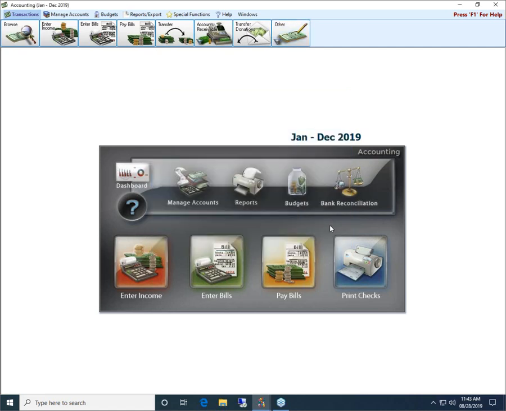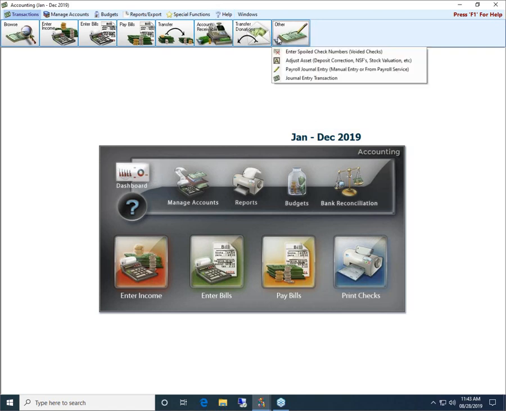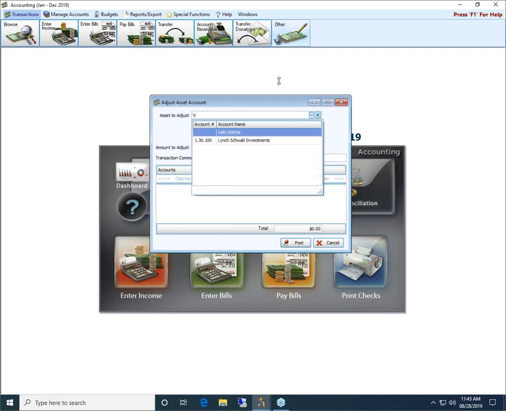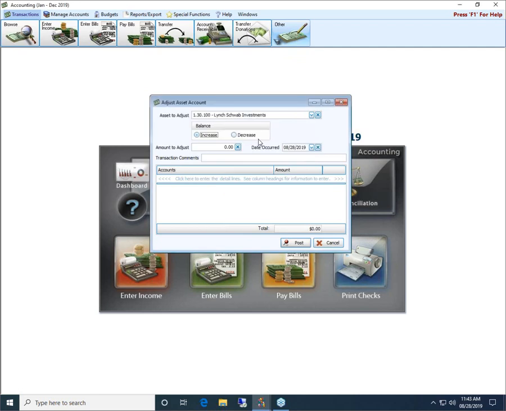Finally, a stock valuation, okay, a change in value of our investments. So again, there's no vendor, no payee involved here. We could, but there isn't really a need for one. So adjust asset allows us to raise or decrease our investment asset and record it on our treasurer's report or as a change to a fund or whatever we need to do. So here we would do our Lynn Schwab investments. Again, we're going to choose increase, and we would put in the amount that we're increasing it by.